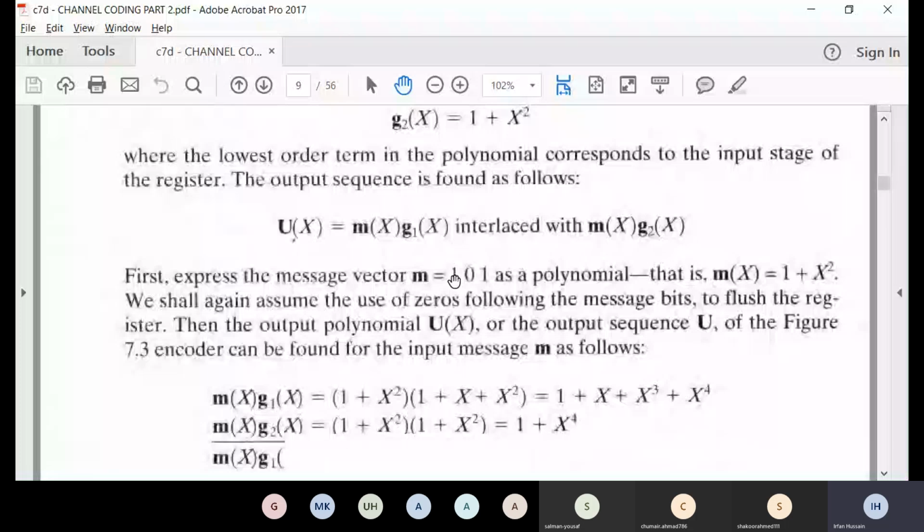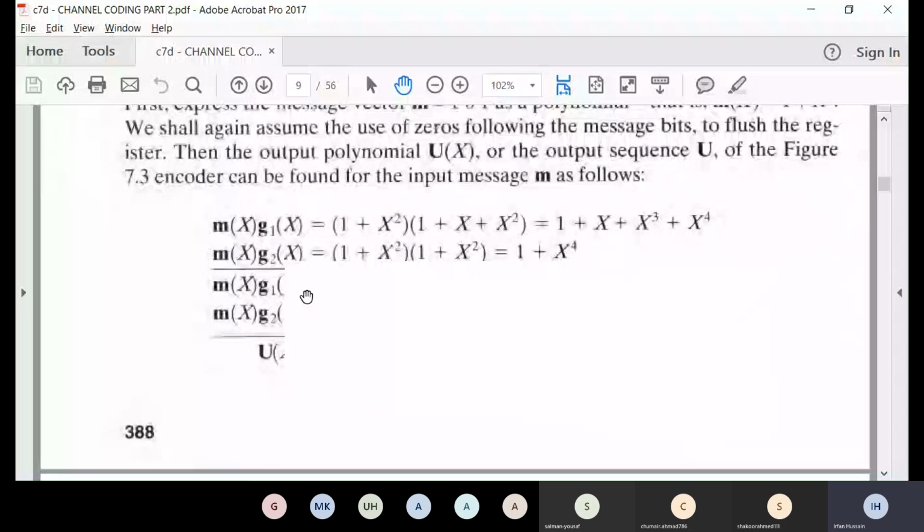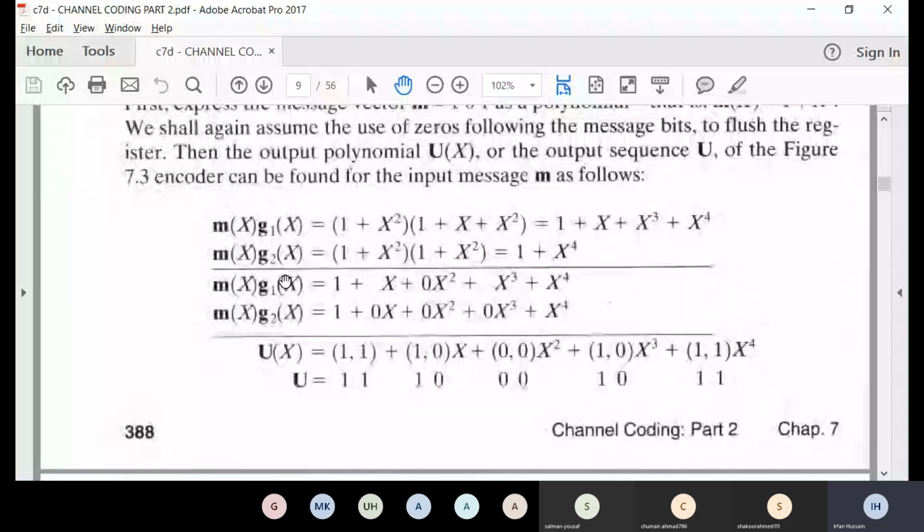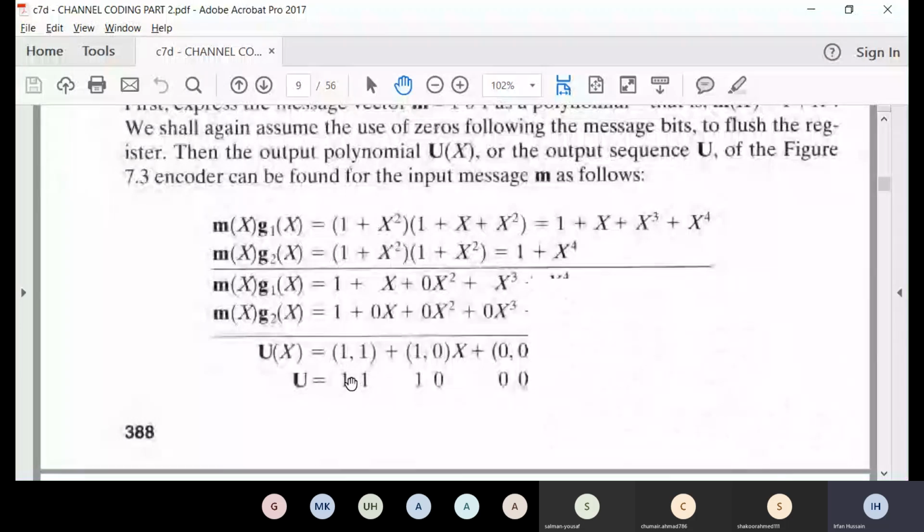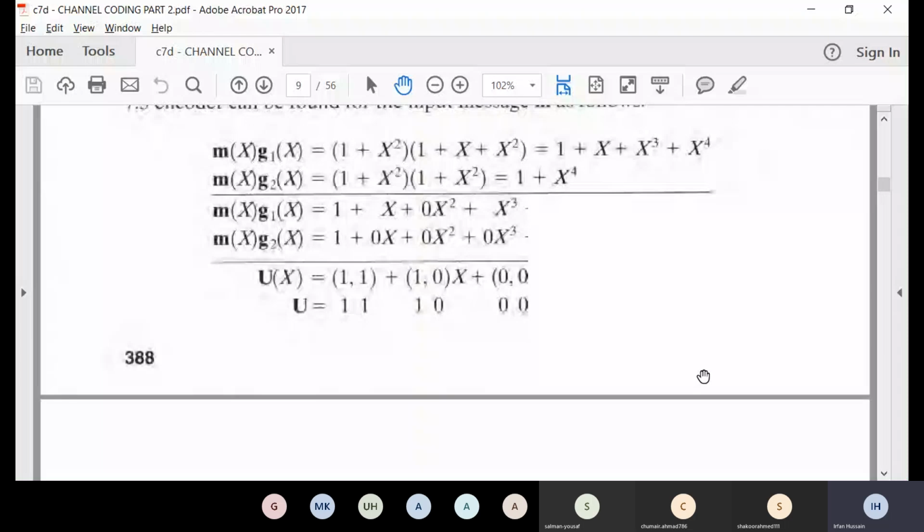Then you can interlace these two outputs. So for x0 you have 1 1, this will be 1 1 output. For x1 you have 1 0, this will be 1 0. Here you have 0 0, this will be 0 0, and hence you can also find the output like this. And famous is the state diagram which you also saw in our book.